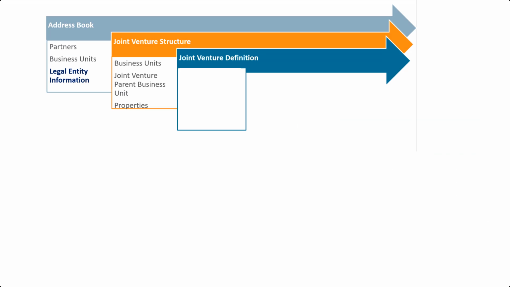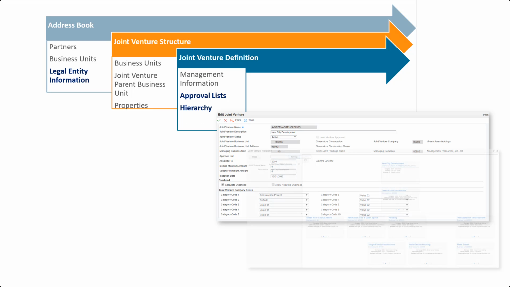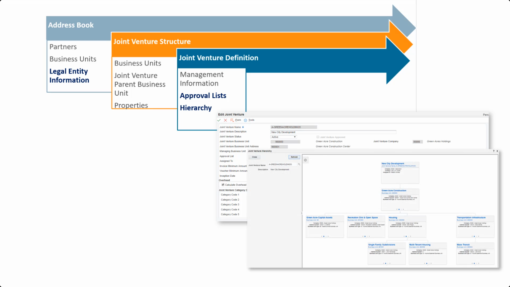Next, you define the joint venture by creating a joint venture master record. The master record includes the name of the joint venture, the management information, and an approval list that has the list of partners who can approve the joint venture. Creating approval list is optional. You can review the hierarchy of the joint venture in a chart using the joint venture hierarchy program.